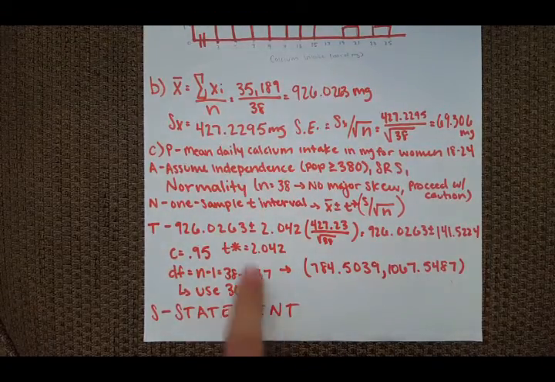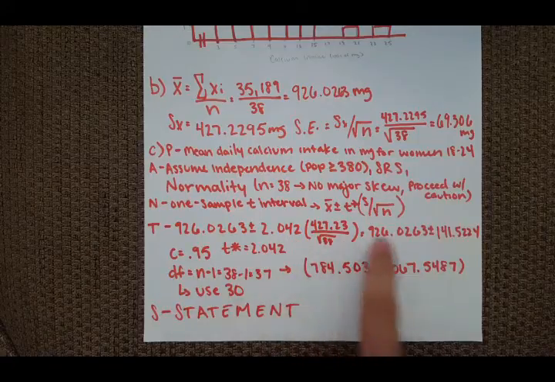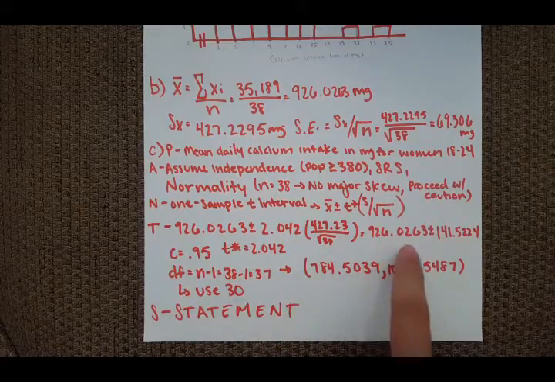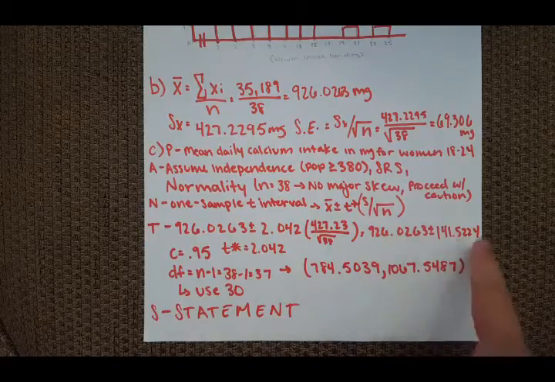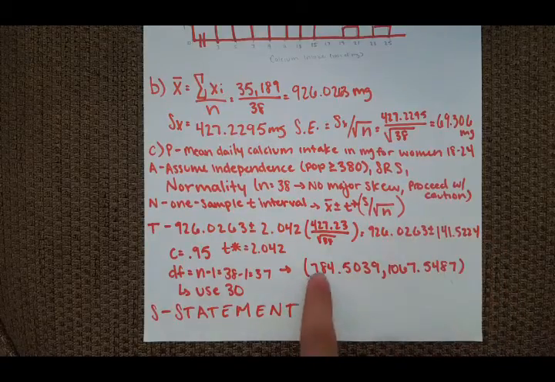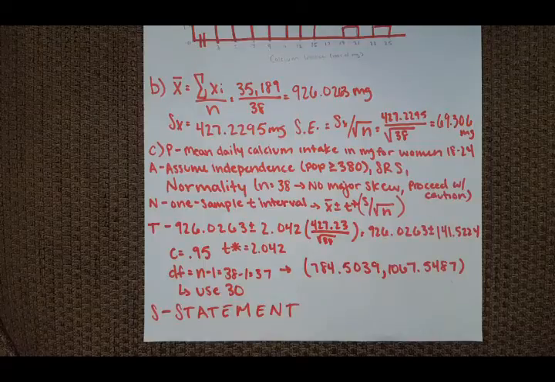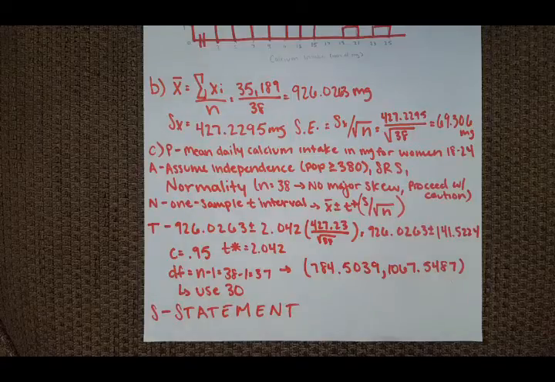So then you just plug everything into your equation right here, and you end up with 926.0263 plus or minus 141.5224. Then you add and subtract those to get your full range, and your confidence interval is 784.5039 to 1067.5487. So now you have your confidence interval calculated. You made the assumptions to do it so properly.